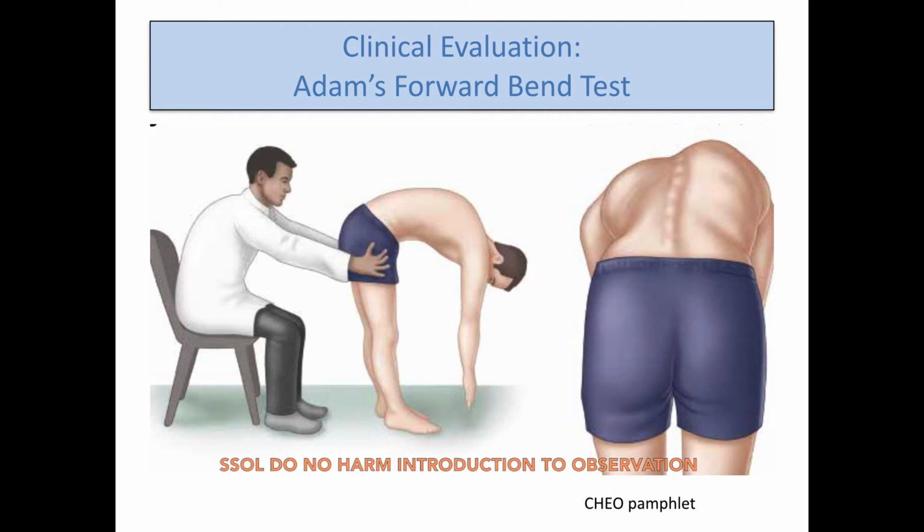How do we test for that? It's the Adams forward bending test. The patient or your client bends forward and you see an unevenness on the thorax. And usually where the thoracic rib hump is present, that's where the curvature is going. If there's a lumbar curvature in the lower back, there's also prominence there.